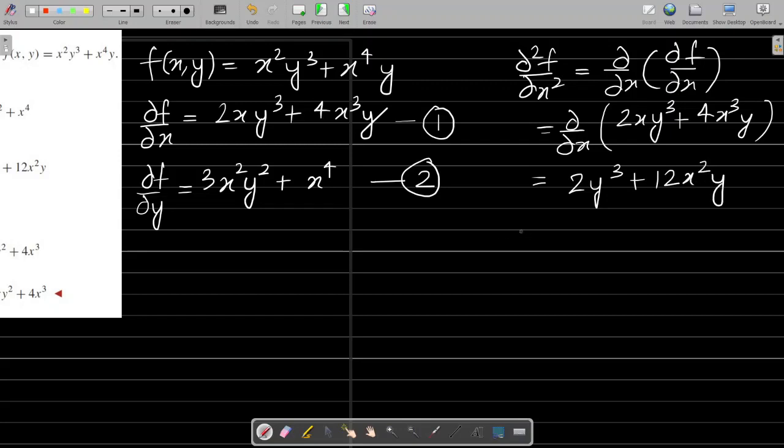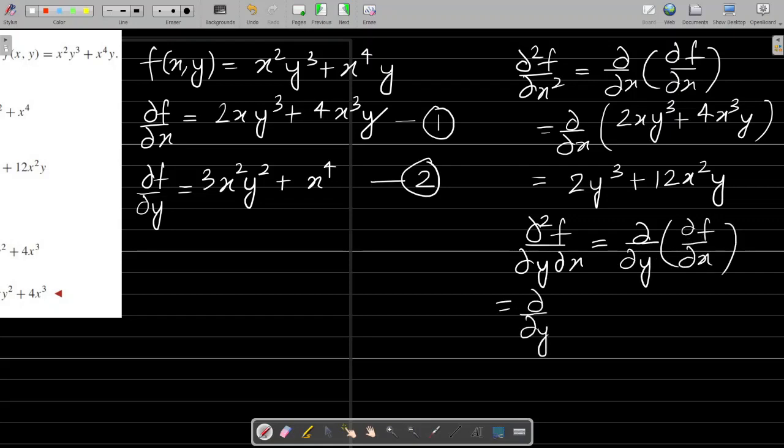Similarly, suppose I am finding ∂²f/∂y∂x, that is actually ∂/∂y of ∂f/∂x. So that is ∂/∂y of 2xy³ + 4x³y. Now you have to differentiate that partially with respect to y. So that is 2x into ∂/∂y of y³, which is 3y², so 6xy² plus 4x³ into ∂/∂y of y, which is 1. So I'll just be having 4x³.